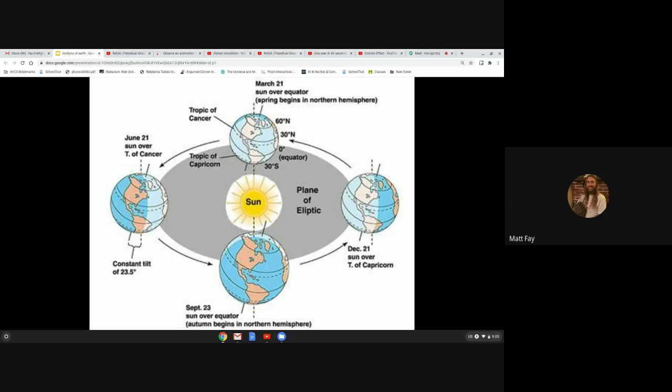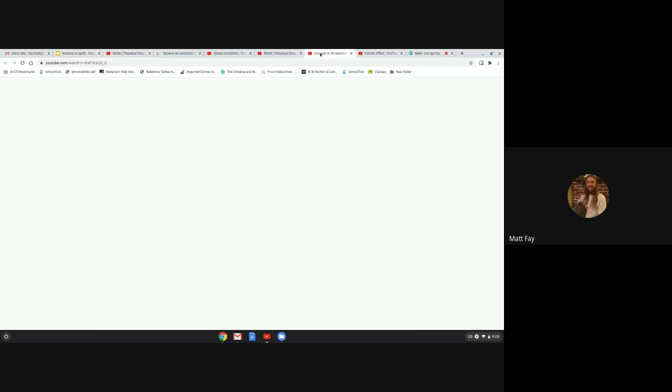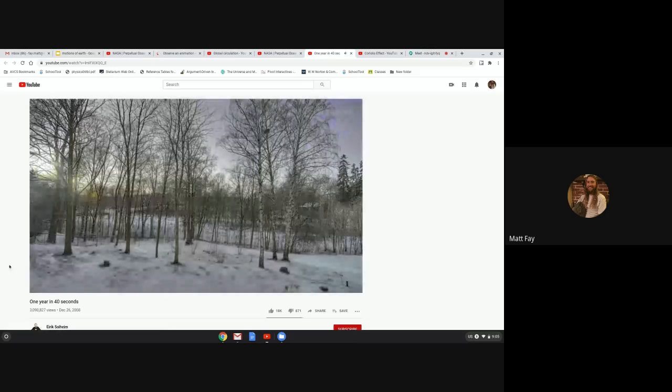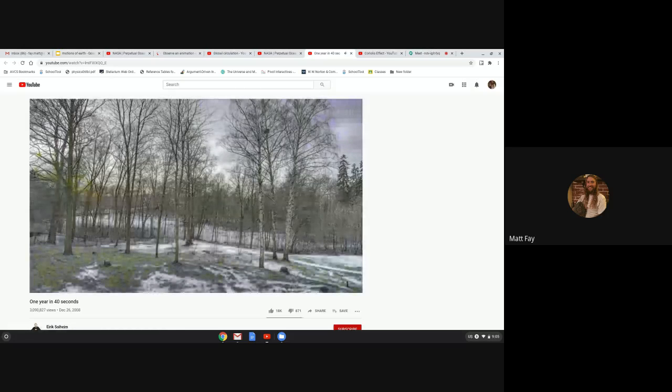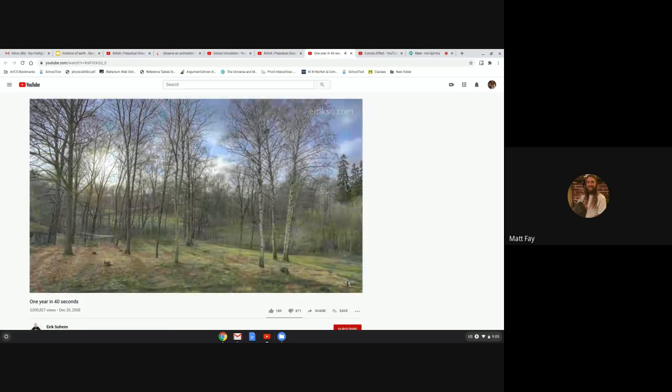So again, to reiterate, the seasonal temperatures are caused by the revolution of the Earth around the sun and the fact that we have a tilted axis, tilted away in the winter and tilted towards in the summer. So here is the slow change caused by revolution. So instead of being time lapse for a couple hours, this is time lapse for a year.